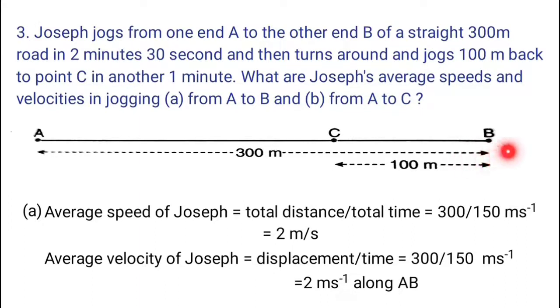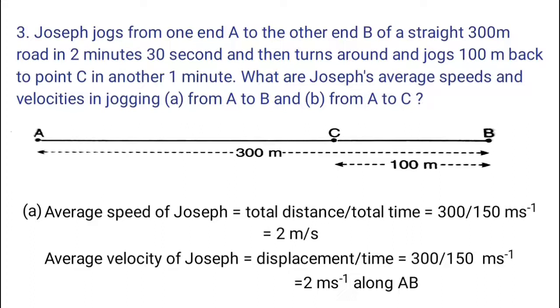As he reaches point B, he turns back and jogs to point C, covering a distance of 100 meter. Now take the first part. We have to calculate average speed and average velocity from point A to B. Let us first evaluate the average speed.